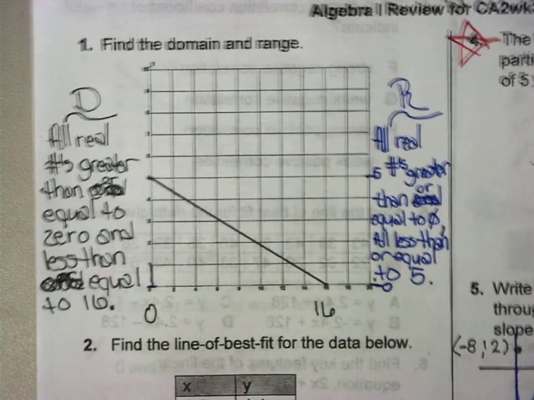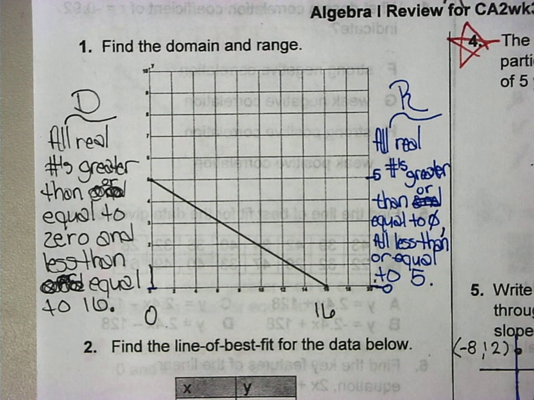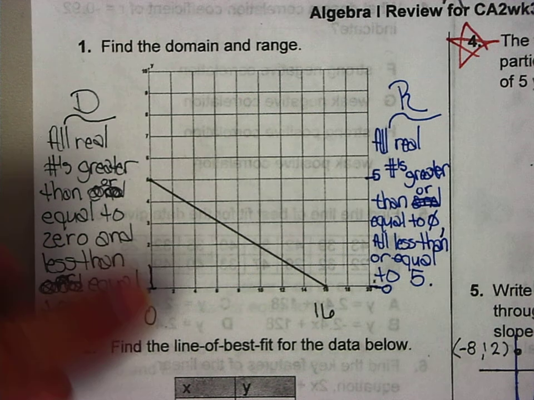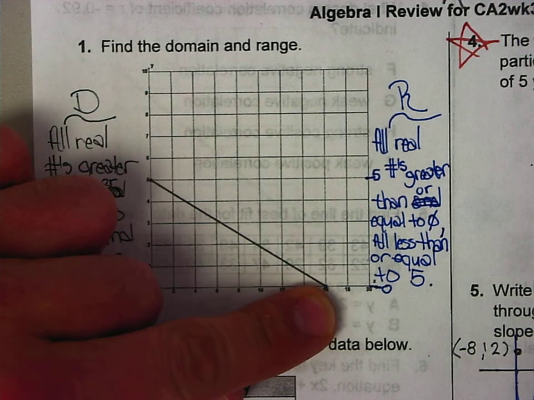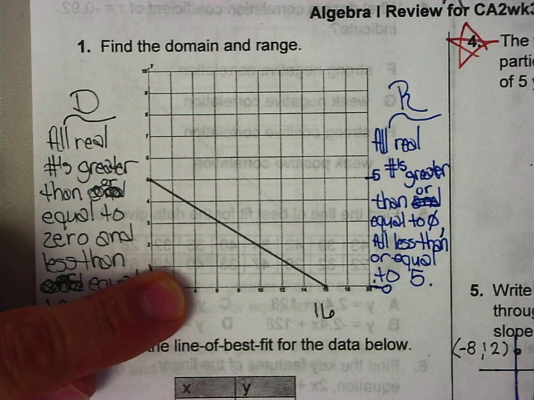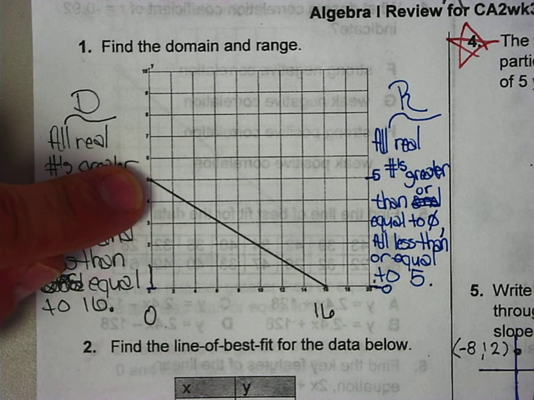And the range behaves much the same way. The range is going to be all the real numbers that are greater than or equal to 0, which is the lowest part of the graph when it reaches the bottom down here, equal to 0, and less than or equal to positive 1, 2, 3, 4, 5 on this graph.